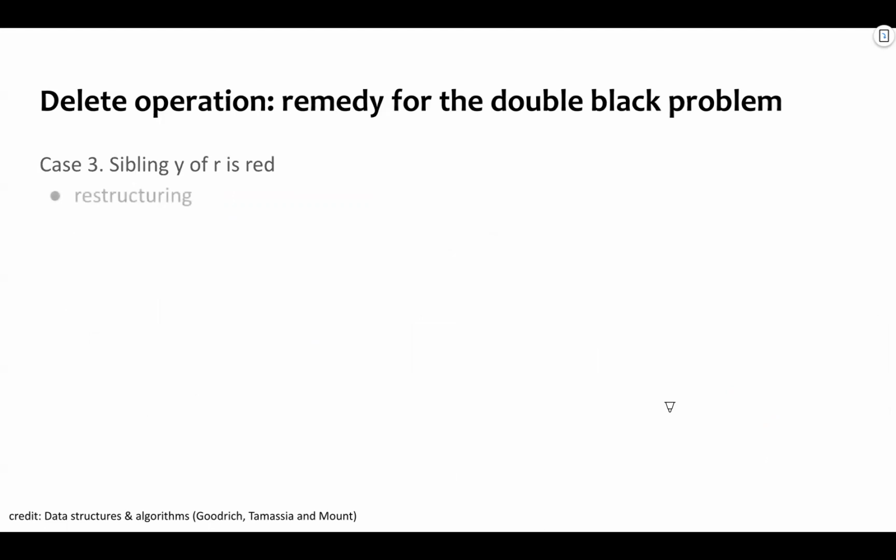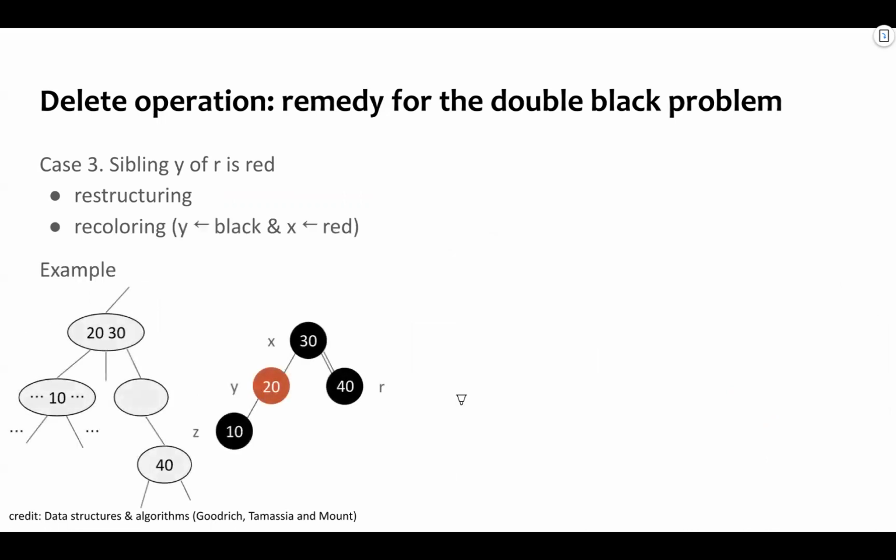is red. In this case, we're going to do restructuring and recoloring. Y is black, X is red. Then case 1 or 2 reappears, and we can apply the rules for cases 1 and 2. So the example is like this. Sibling Y, this one, is red. So how can you resolve this issue?